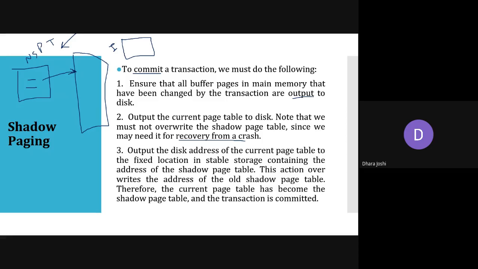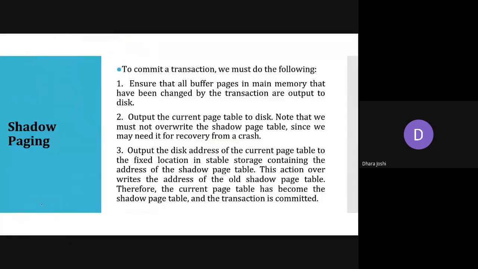Output the disk address of the current page table to the fixed location in stable storage containing the address of the shadow page table. This action overwrites the address of the old shadow page table. So we need to change the address, we need to change the pointer. Now this has the updated value. Therefore, the current page table now becomes the new shadow page table, and the transaction is committed. Okay.